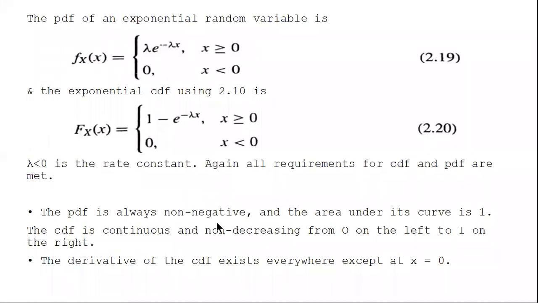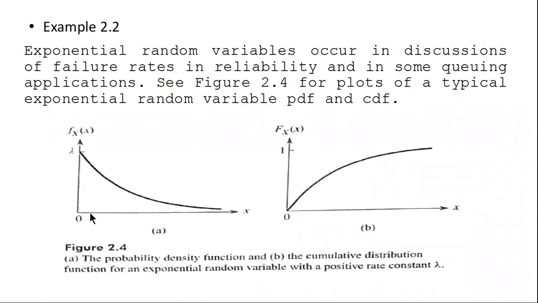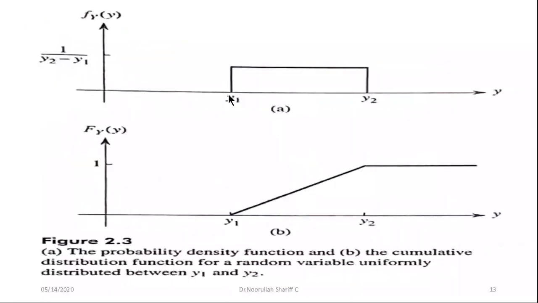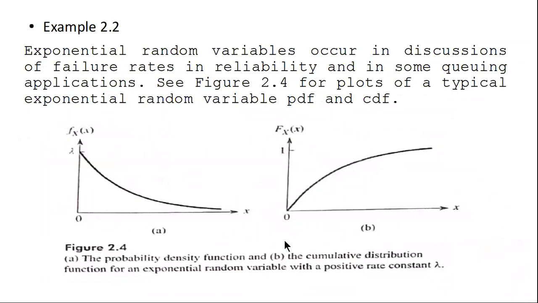Again, all requirements for the CDF and PDF are met here. The PDF is always non-negative and the area under the curve is 1. The CDF is continuous and non-decreasing from 0 on the left to 1 on the right. The derivative of the CDF exists everywhere except at x equal to 0. Sometimes we call it a singularity or discontinuity, and it occurs only at x equal to 0 here, whereas in the earlier example the discontinuities occur at 2 points, y1 and y2. So that's the difference there.